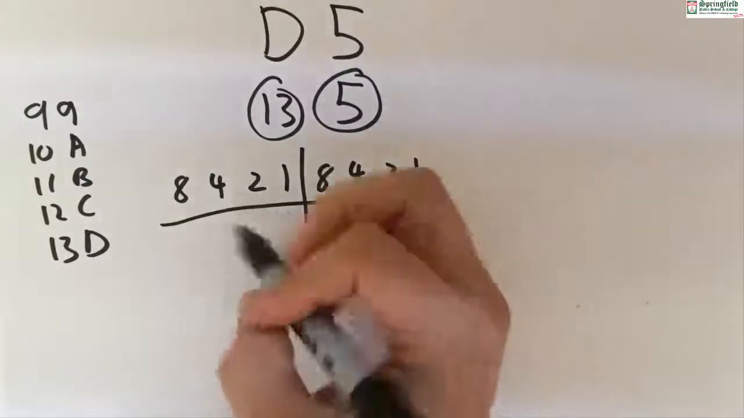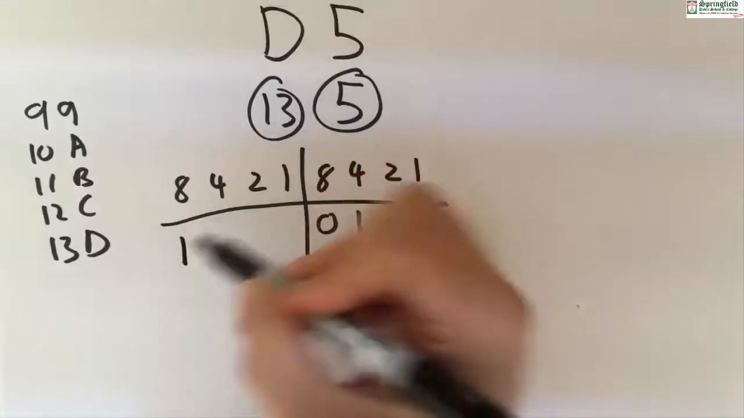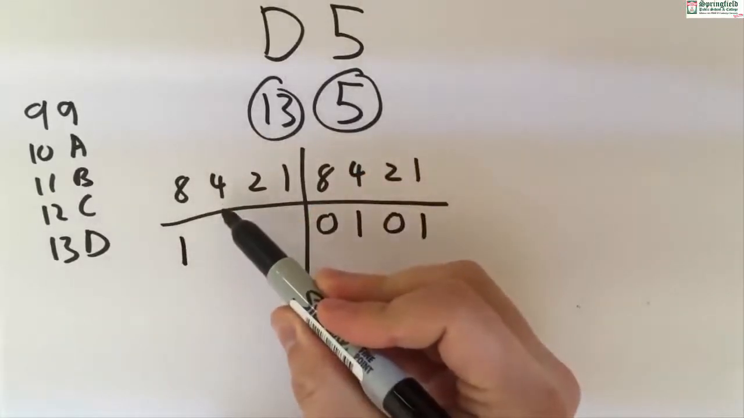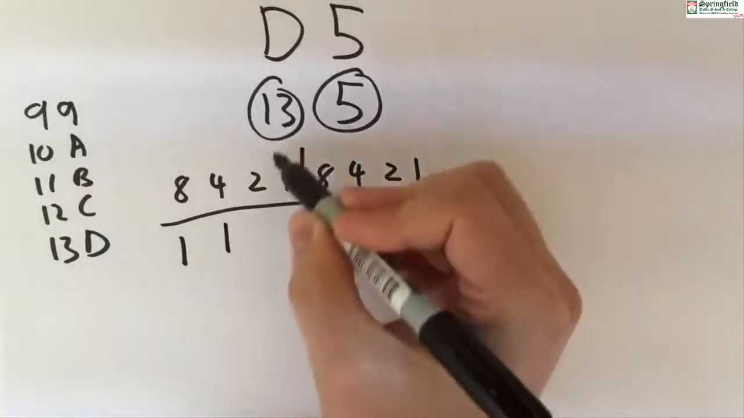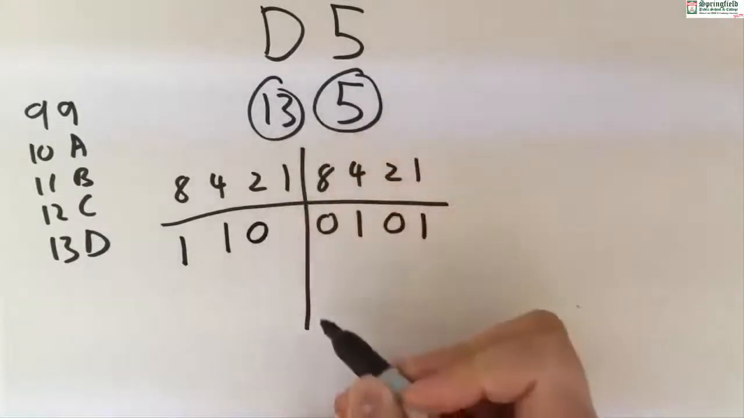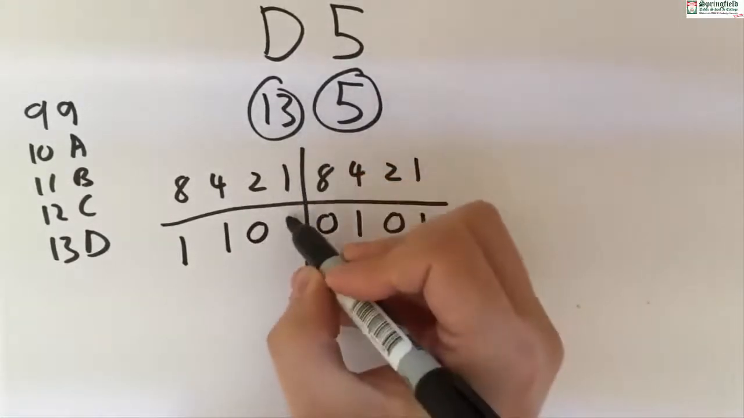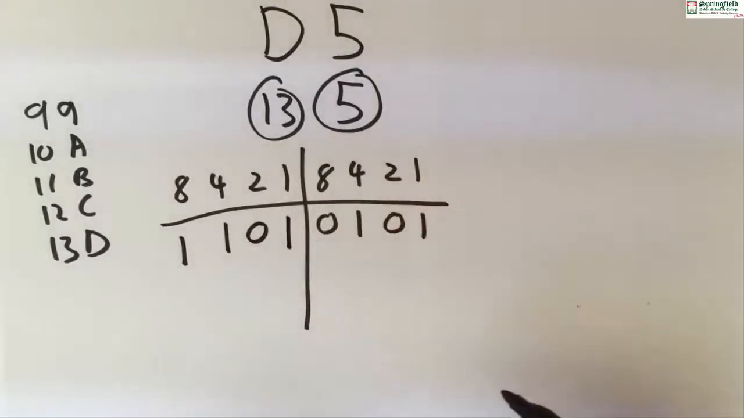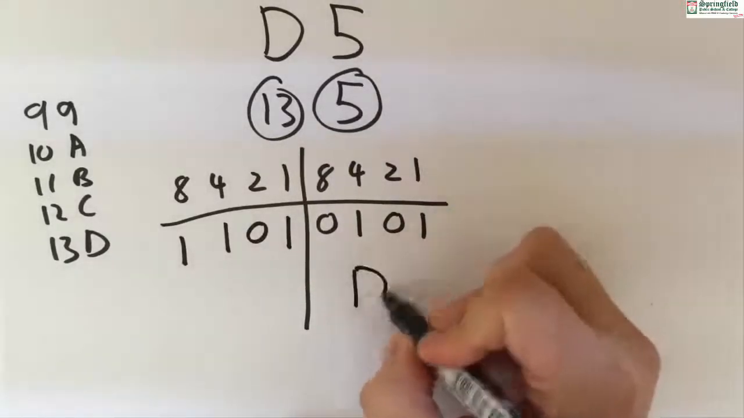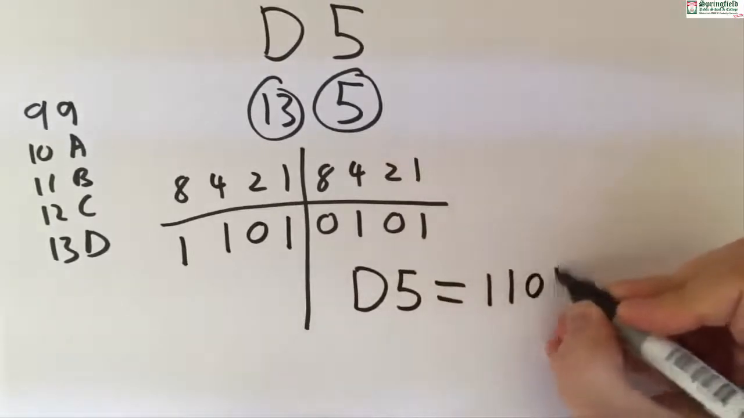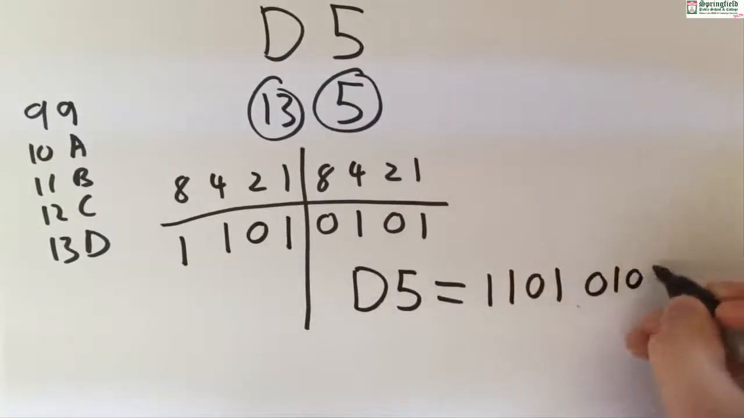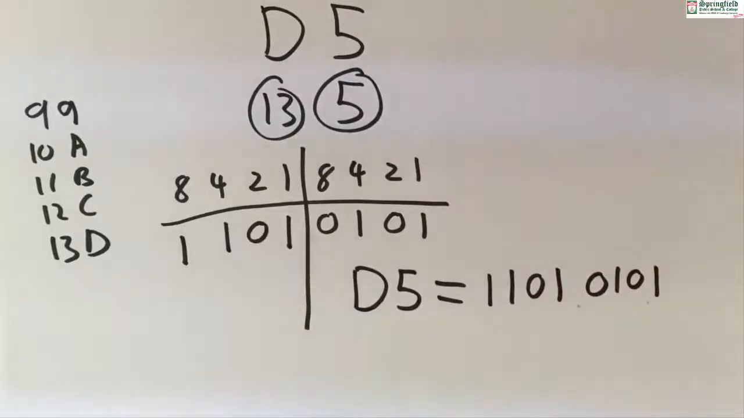How do I get to 13? Am I going to need an 8? Yes, I am. If I add on 4 to 8, that's going to get me to 12. Yep, I'll have that. If I add on a 2, oh, it's going to get me to 14, so I don't want that. And if I add on the 1, it will get me to 13. So I can safely now say that D5 is equal to 11010101. Fantastic.